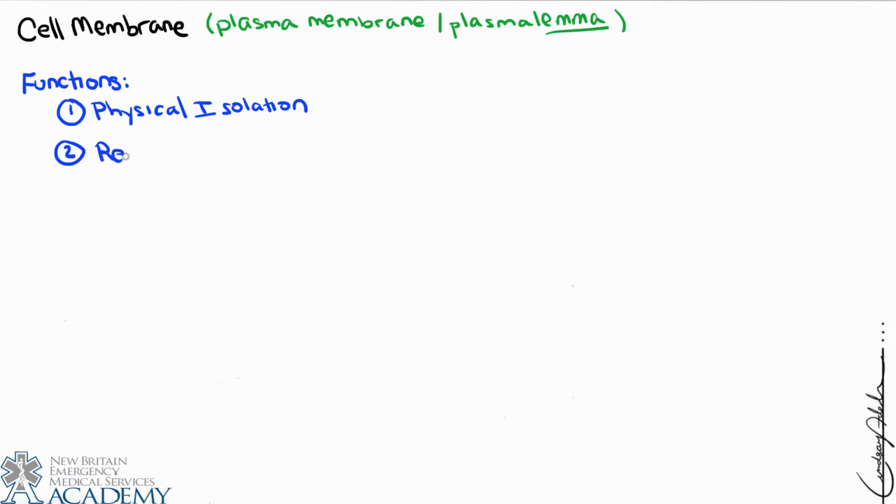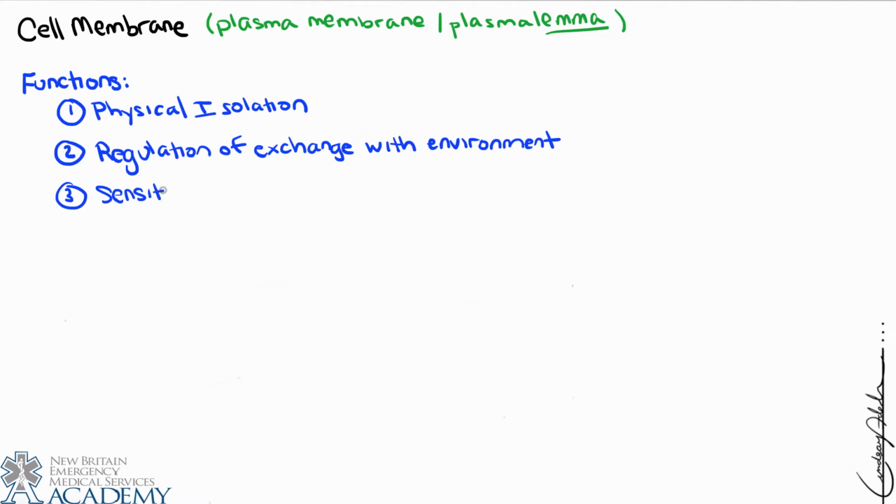Second, regulation of exchange with the environment. The cell membrane is responsible for controlling the entry of things like ions, nutrients such as glucose, elimination of waste products such as carbon dioxide, and release of certain types of secretions. The cell membrane is also very sensitive to the environment. It's the first part of the cell that's going to be affected by changes in pH, composition of the fluids in the extracellular space, concentration of specific ions, things like that.